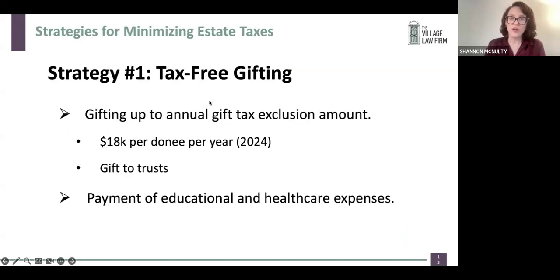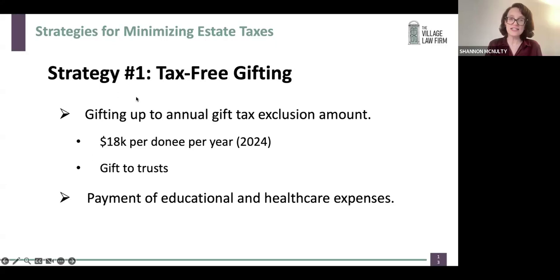So there are a number of ways that we can reduce that amount. And one of these ways that we mentioned is tax-free gifting. So even though in the previous example there is still a lot of estate tax, it would have been even more if John had not been gifting out every year that $18,000 to each of his kids. And also, if John is married, he can actually give twice that amount to each of his kids.